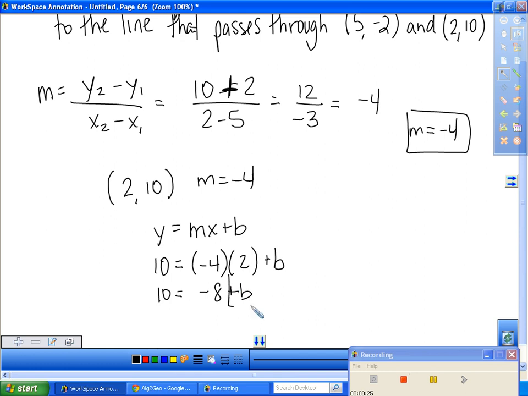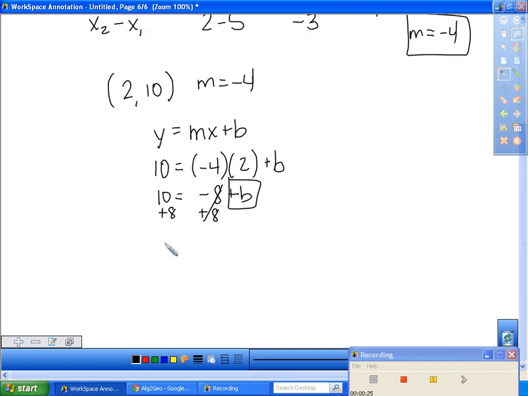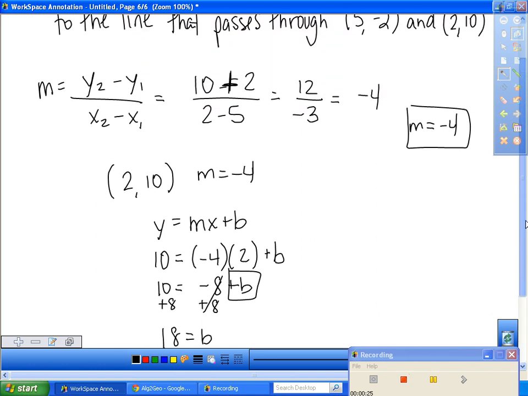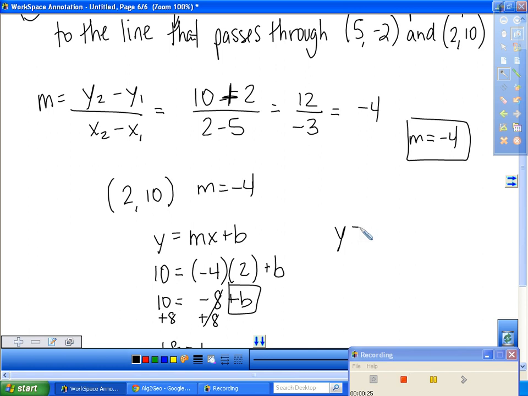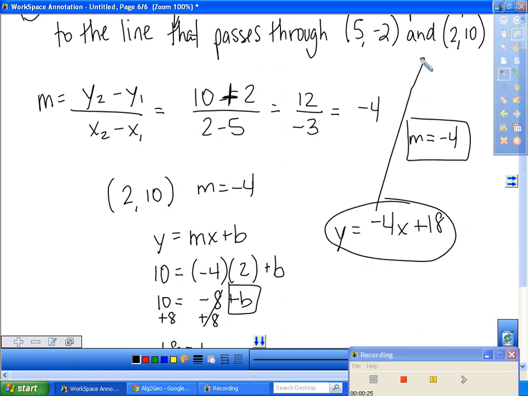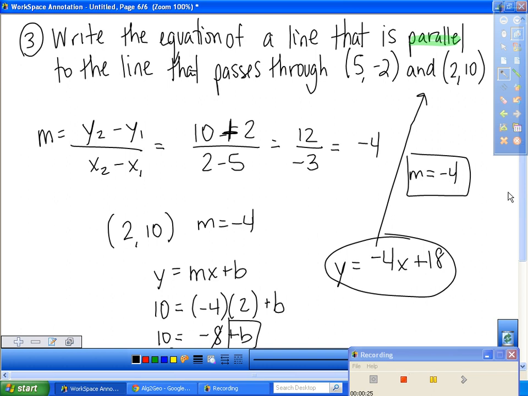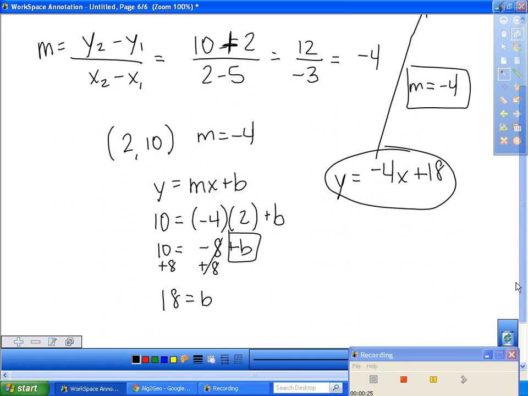To isolate my b, I need to undo my -8 by adding 8 to both sides, which gives me 18 is equal to b. So the equation of the line y equals -4x plus 18 is the equation of this line. Right? They wanted me to write an equation of a line that is parallel to this line. So I found the line that they were talking about. Now I need to find an equation of a line that's parallel to that.